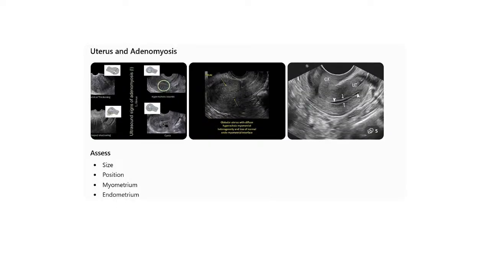So the uterus and adenomyosis. You must assess the size of the uterus, the position of the uterus, the myometrium, the endometrium. When you're checking for adenomyosis, check the size of the uterus. Is it enlarged? What is the normal size? Then the position, the myometrium, the heterogeneity, and other lesions that you can find there. Then also check the endometrium. Is it distorted? Is it in a normal position? Is it enlarged? You have to look into all those aspects.